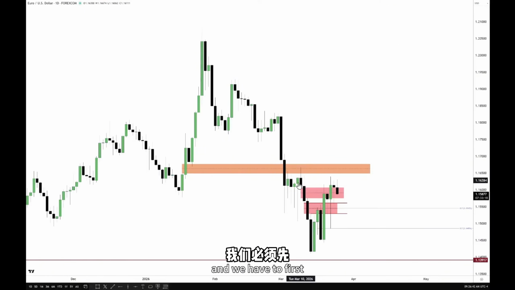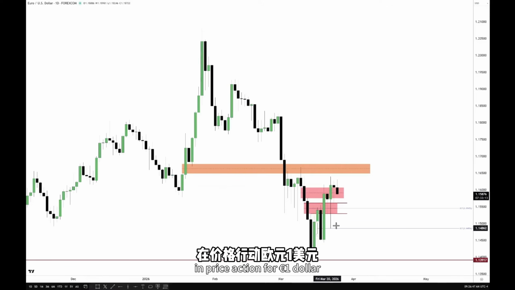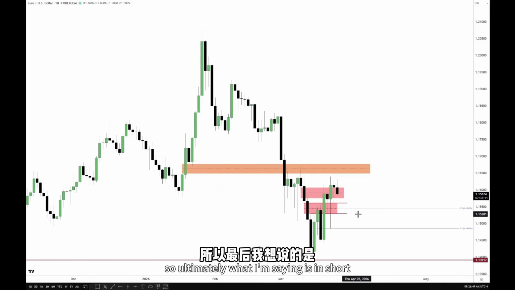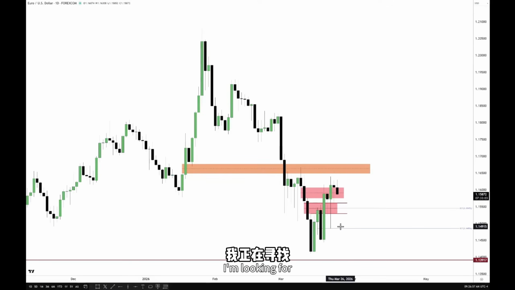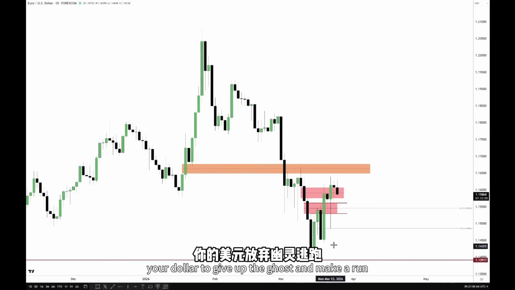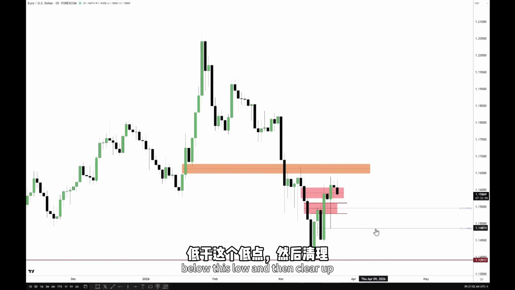And we have to first wrestle our way out of this quagmire in price action for the euro dollar. So ultimately, what I'm saying is, in short, until I'm proven wrong, this being traded above says I'm wrong. I'm looking for euro dollar to give up the ghost and make a run below this low and then clear up the sell side below 13917.